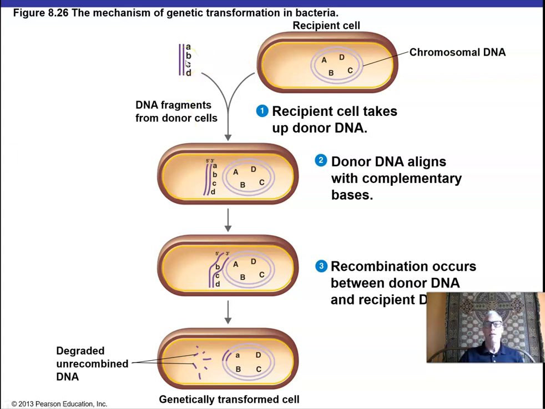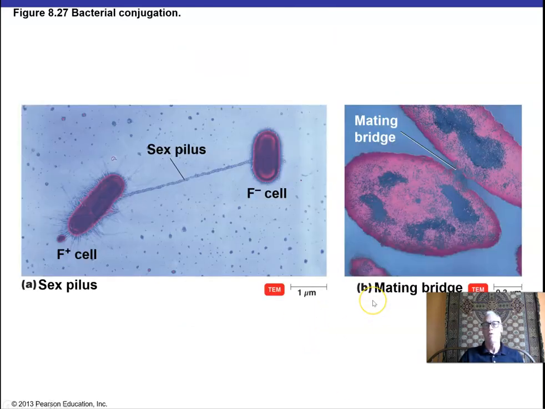You have some naked DNA, and we have a bacterium who will take up some of that naked DNA from its environment, and then that DNA may fuse with the genome, maybe a part of it, and as long as there's enough of a gene present in order to add some capability, it may change the phenotype of the cell, genotype and phenotype. All right, the next way for horizontal gene transfer: sex pilus.